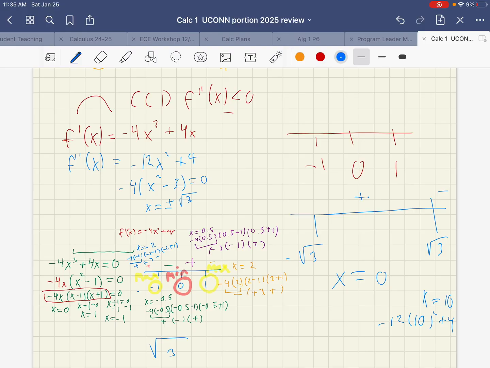And for a value that's less than negative square root of 3, we could do another extreme one like -10. Same idea, because it's squared, -12 times -10 squared plus 4. That's going to be -120 plus 4, which is also going to be negative. So this is telling me concave down, concave up, concave down. And you could use this to try to make a claim about whether these are going to be relative maxes or mins.